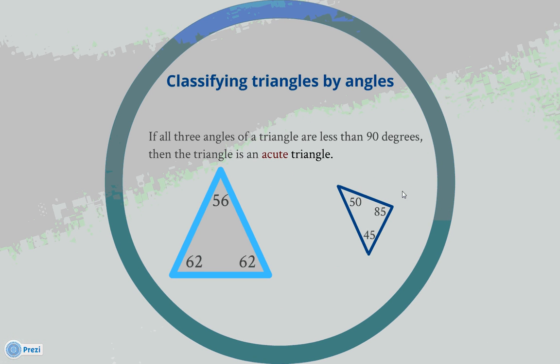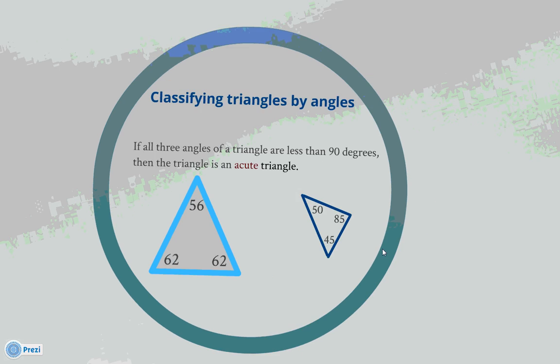Let's move on to classifying triangles by angles now. If all three angles of a triangle are less than 90 degrees, then the triangle is an acute triangle. So if you look at this first triangle on the left, 62, 62, 56, all three of these angles are less than 90, so it's acute. Here you have 50, 85, and 45, which are all also less than 90. Therefore, that one will also be acute.